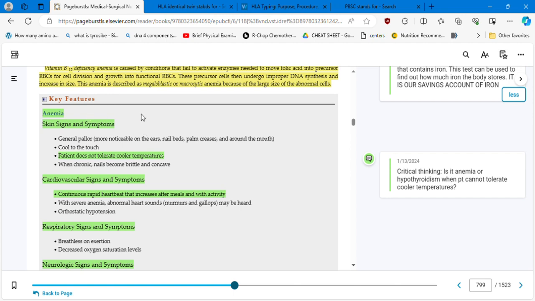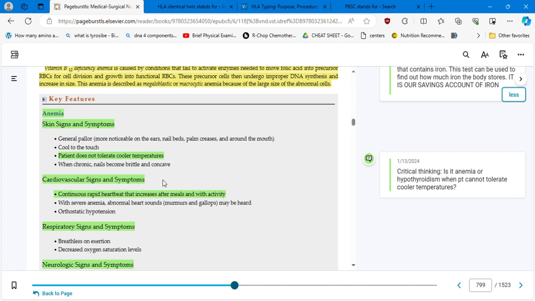Signs and symptoms. Key feature: patient does not tolerate cold temperatures. And here, before we can state that this is iron deficiency anemia, we have to check our levels of thyroid, because patients with hypothyroidism also are having problems tolerating cooler temperatures or cold weather.